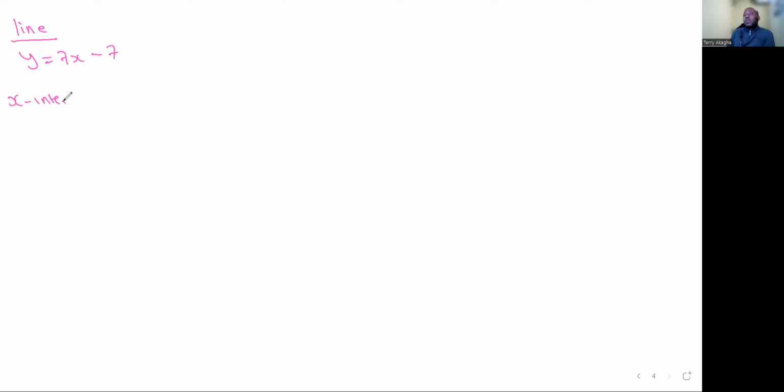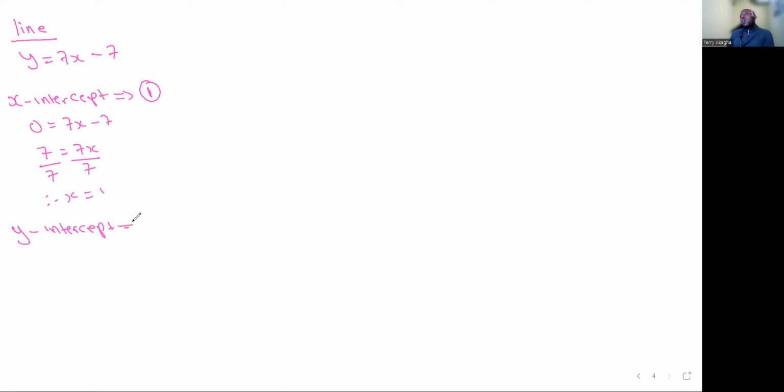Remember, for a line, the two most important things to get are the x-intercept and the y-intercept. At the x-intercept, y is equal to 0. So you put 0 here. So 0 is going to be equal to 7x minus 7. You take it to the other side. 7 is going to be equal to 7x. Divide both sides by 7. So that means x is going to be equal to 1. So the x-intercept for the line is 1. We also have to find the y-intercept.